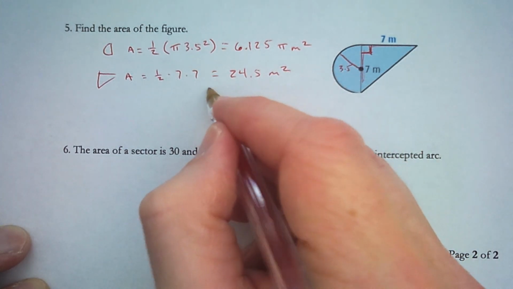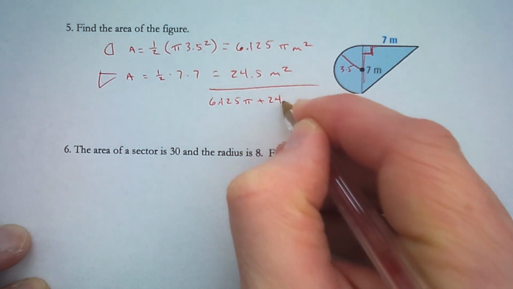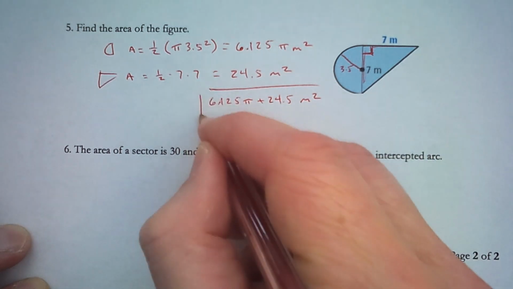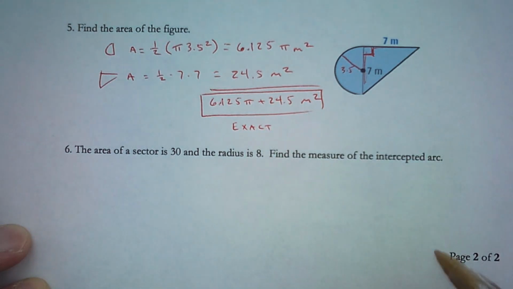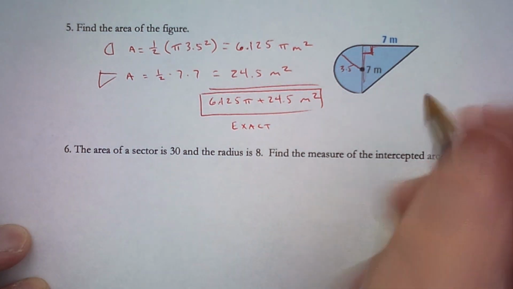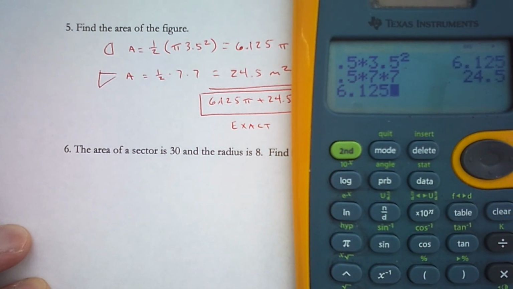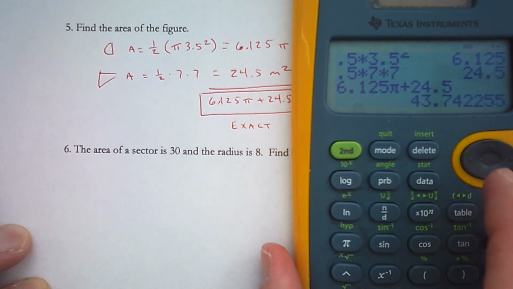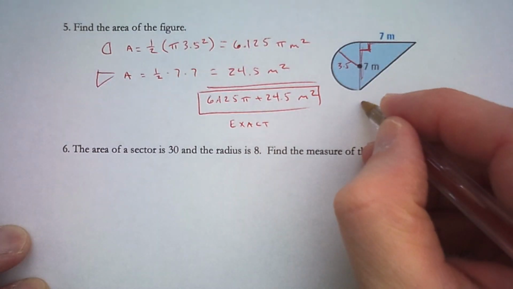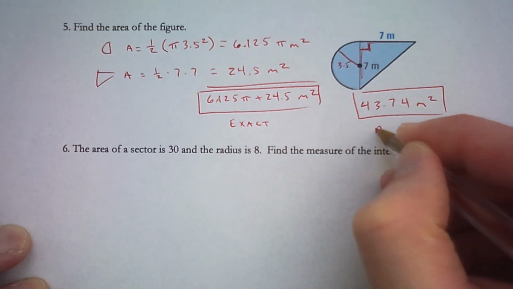meters squared. So my exact answer would be 6.125 pi plus 24.5 meters squared. Okay, so there's my answer as an exact answer. Okay, then my approximate answer I can find by actually typing that in the calculator, 6.125 pi plus 24.5, and that is 43.74. So my approximate answer is 43.74 meters squared.